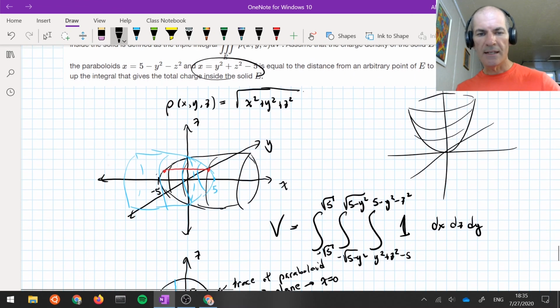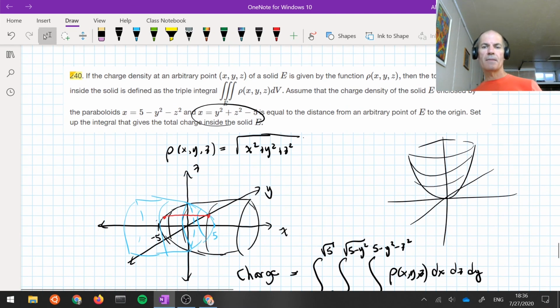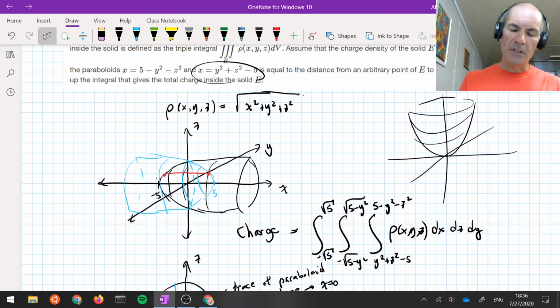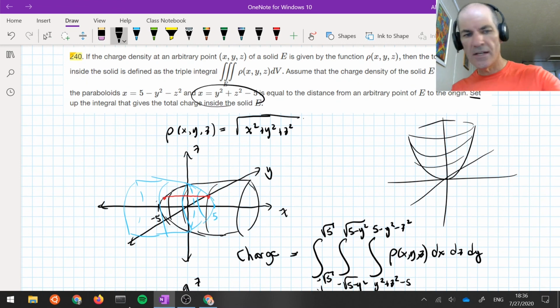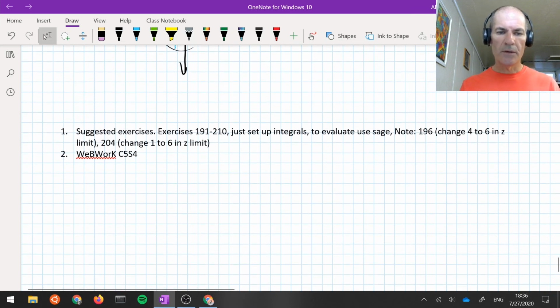I should be careful. We're not doing volume here, we're doing charge density. So we don't want to put a 1 in here, we want to put rho in here, like that. And this is charge, the total charge. Okay? Again, this is probably a really challenging integral, so you would want to jump over to Sage if you were asked to compute it. But the key here is we were asked to set up the integral. So we've done that.